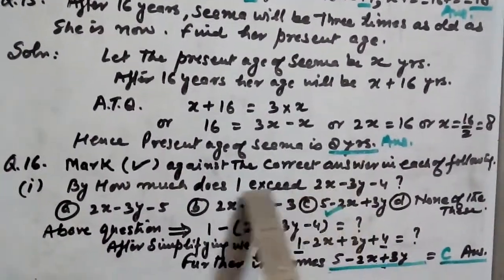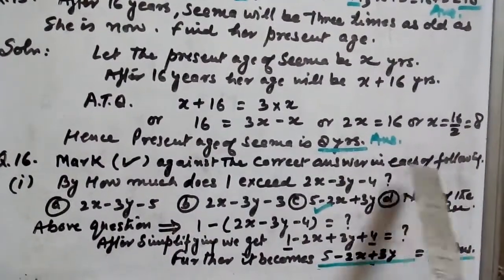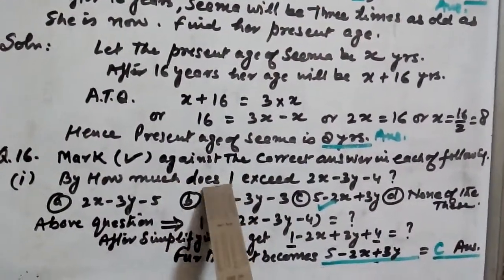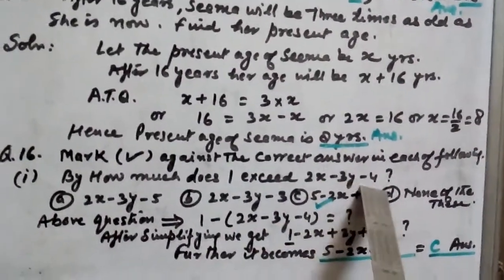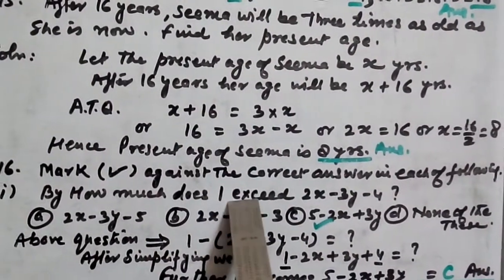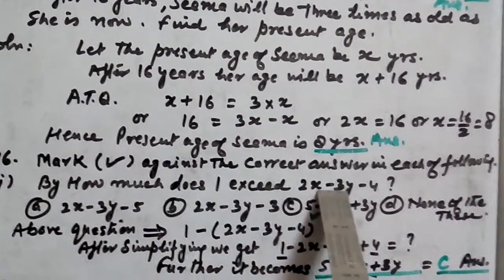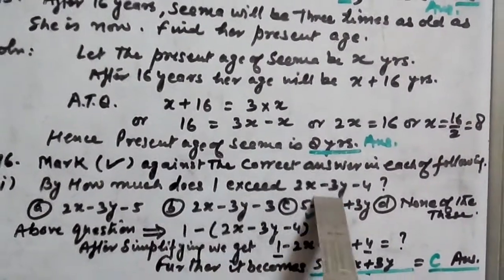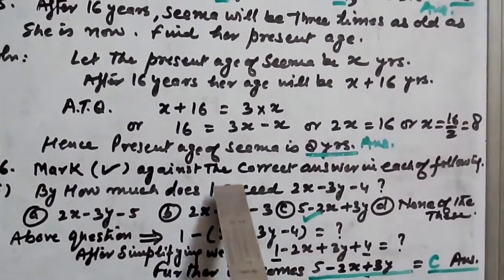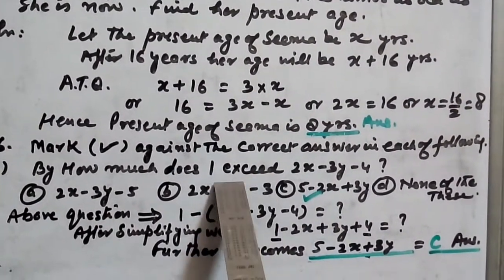Anyway, now the next question is 16. Mark a tick mark against the correct answer in each of the following. By how much does 1 exceed 2x minus 3y minus 4? Here this question requires some consideration. It says that by how much does 1 exceed 2x minus 3y minus 4? It clearly states that 1 exceeds this variable number. 1 exceeds. A number is said to be exceeded when it is larger.